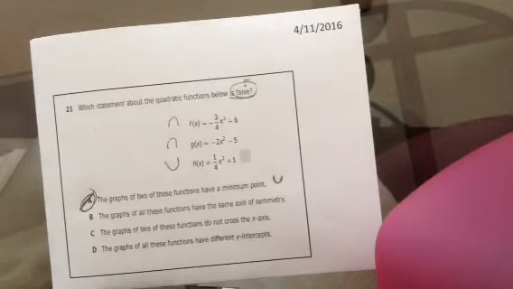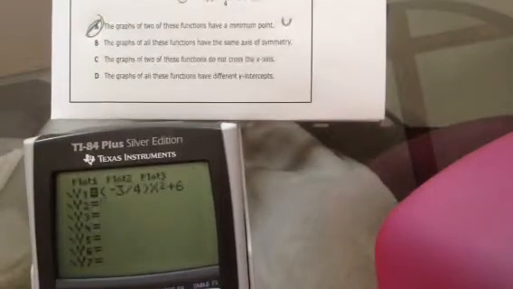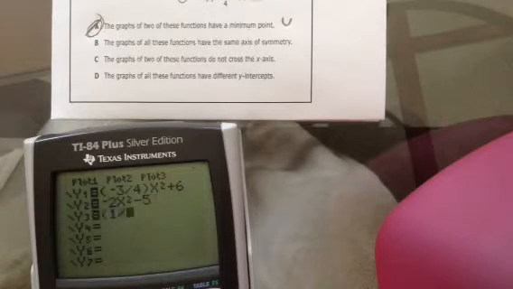-3/4 x squared plus 6. -2x squared minus 5. 1/4 x squared plus 1.